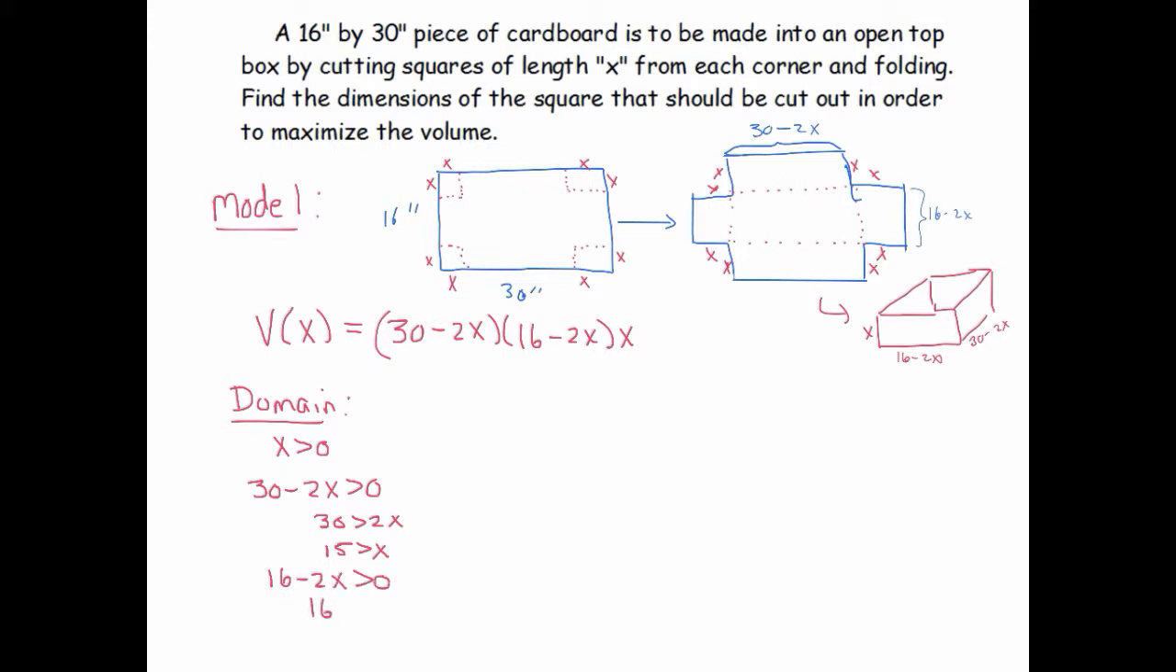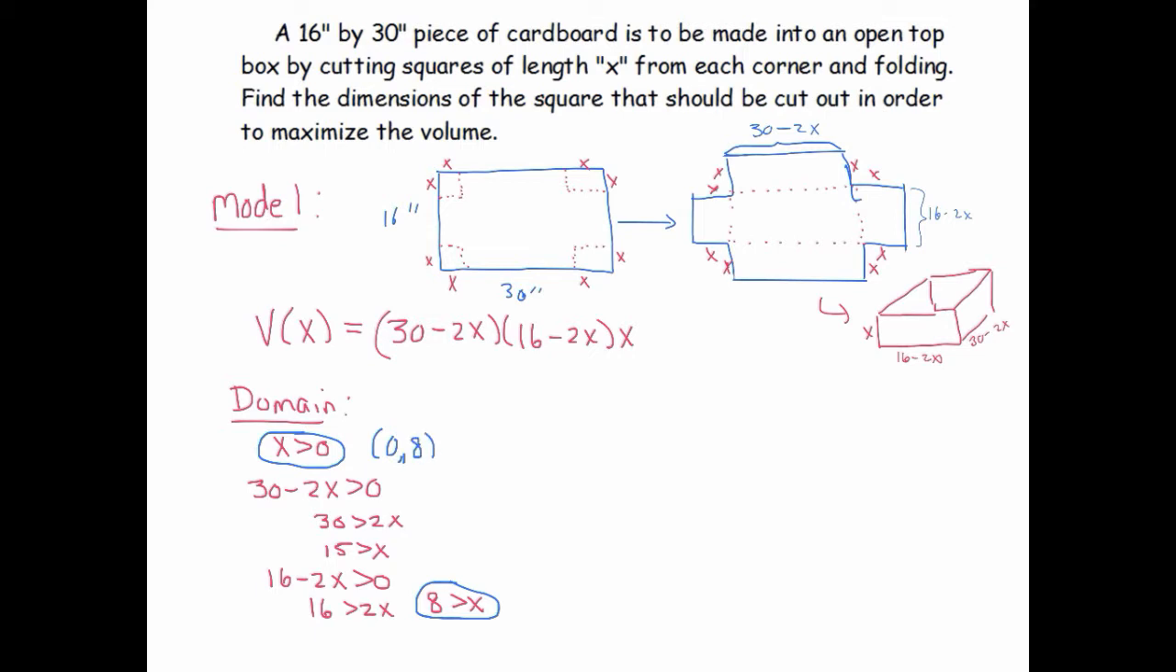And that means that 16 is bigger than 2x, which means if you divide by 2, 8 is bigger than x. So if you put these together, the real restrictions are that x needs to be bigger than 0, and it needs to be less than 8. So our domain would be 0 to 8.